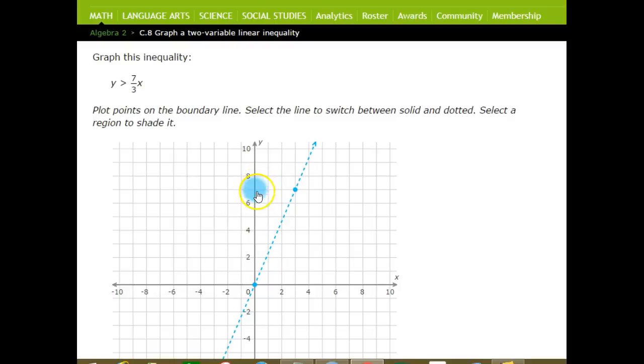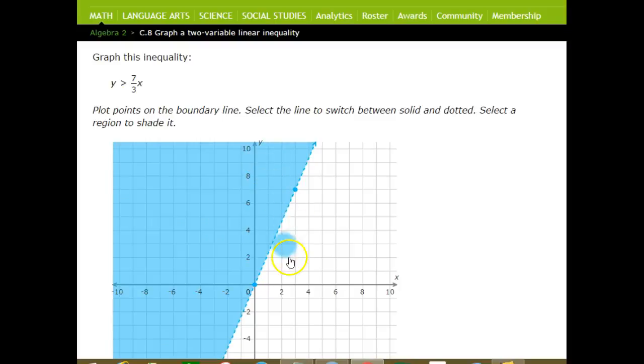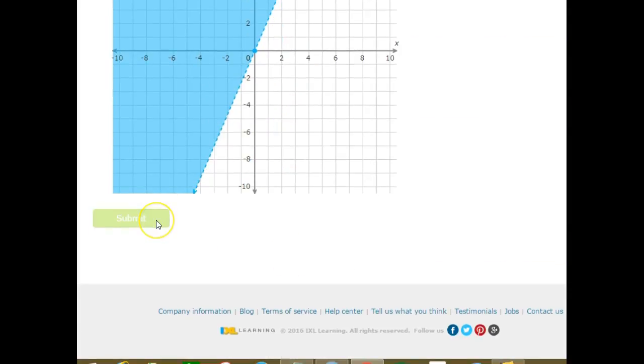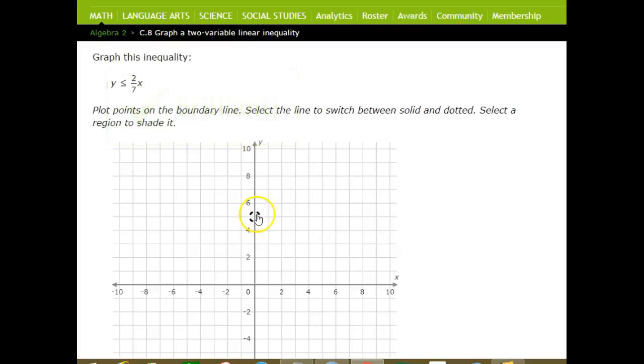But just to make sure, I'm going to plug in a point like 0, 10, x equals 0, y equals 10. x equals 0, the right side is 0. The left side is going to be 10. 10 is greater than 0. That's true. So I'm correct when I color that in. Just making sure. Brilliant.